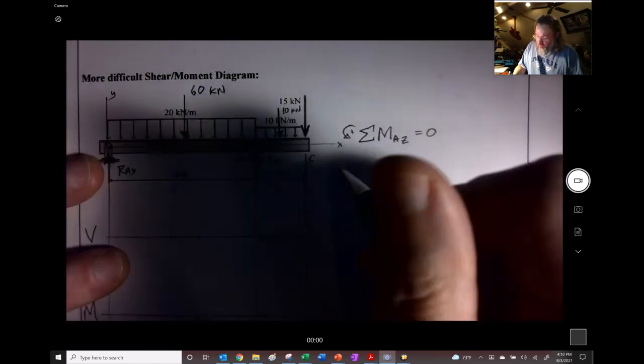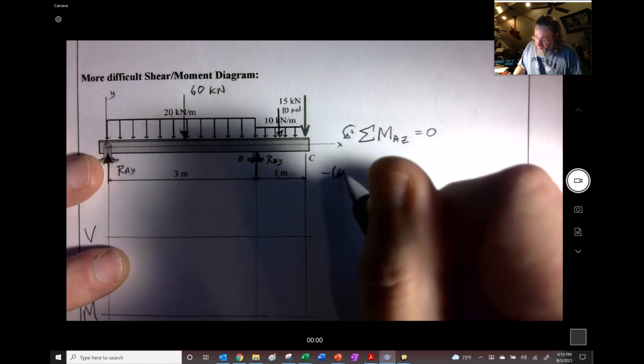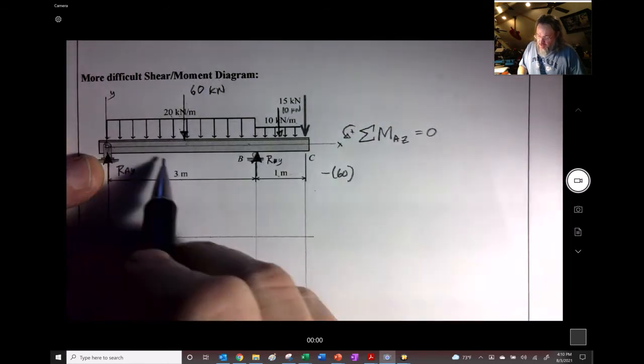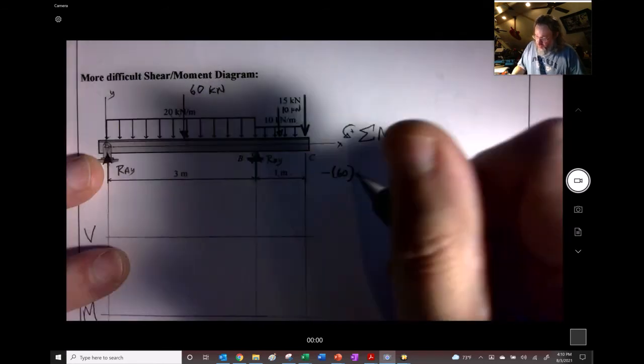And so moving from left to right, we get to here, and we see that that's going to be clockwise. So we have a negative 60 times this distance, which is 1.5.